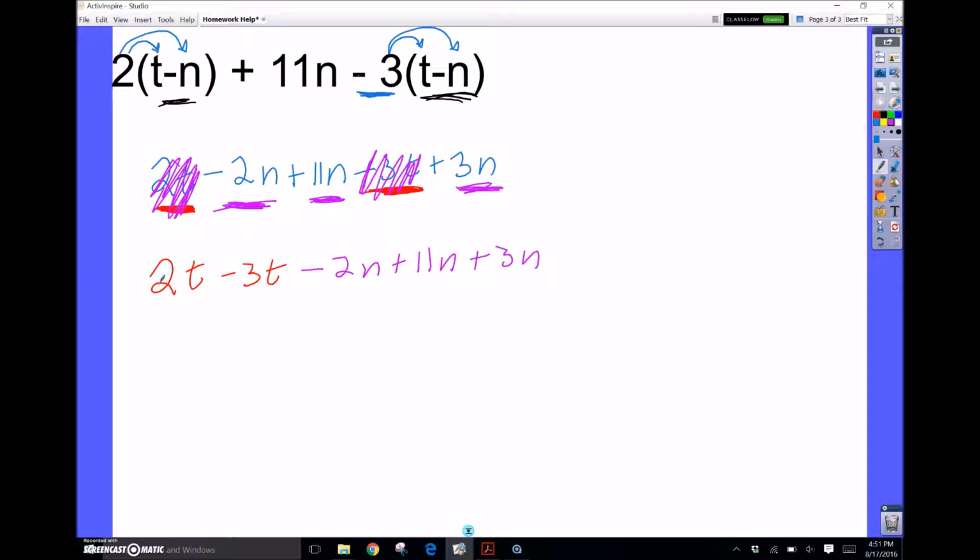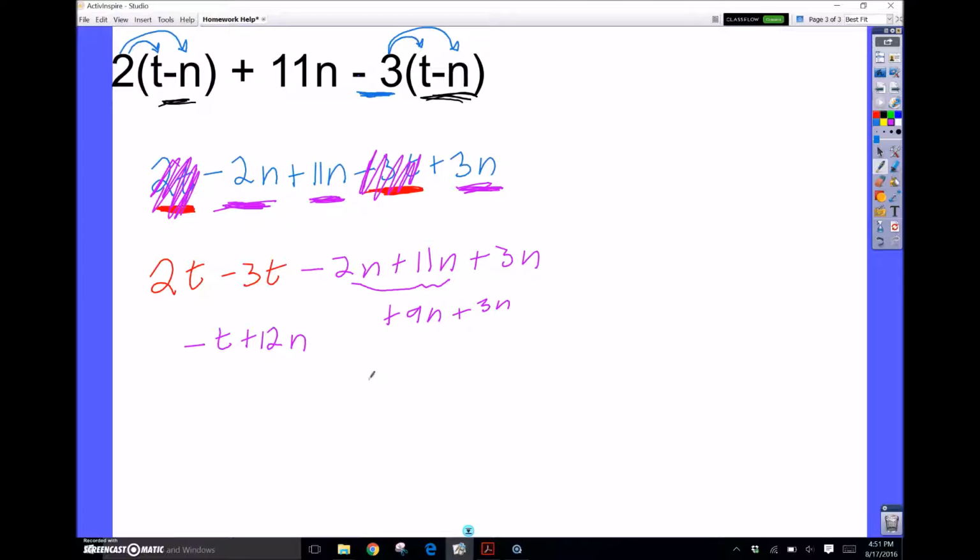From here now, I'm going to combine the red with the red and the purple with the purple, or common variables. So 2t minus 3t is just negative t, or negative 1t, either one. Then I'm going to have negative 2n plus 11n, which combines to positive 9n. And then I still have that plus 3n here. And 9n plus 3n is a positive 12n.